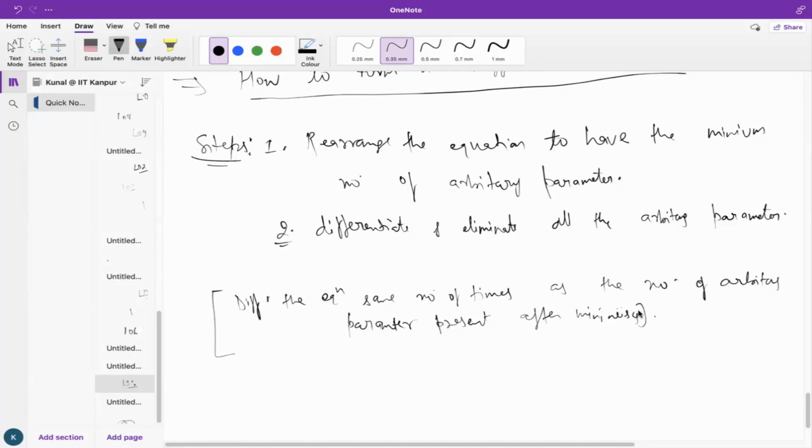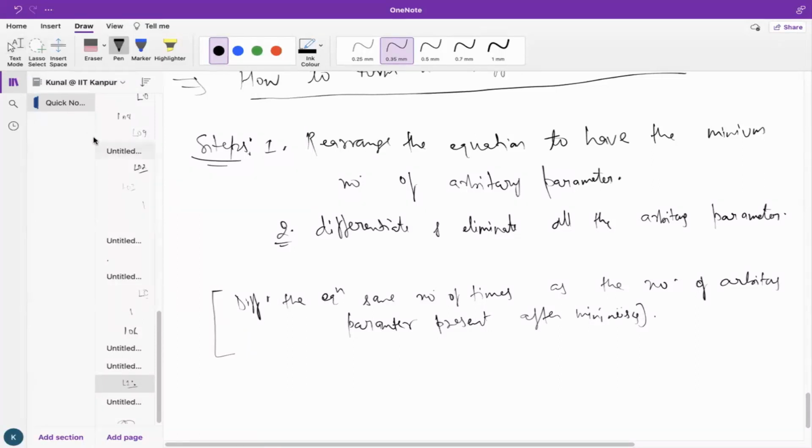Now there is an important note: we have to differentiate the same number of times as the number of arbitrary parameters present in the equation. Okay, so these are actually theoretical talks. So let me give you some examples so that these are clear to you.